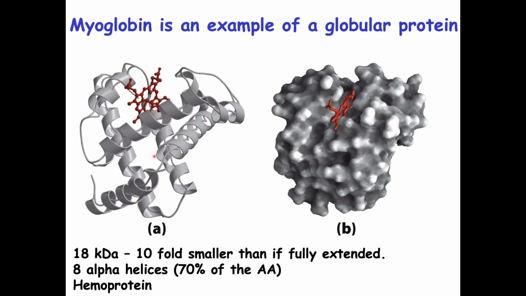So this is just a closer look at this. Myoglobin is 18 kilodaltons in size, and the globular protein is 10-fold smaller than if it were fully extended in that beta sheet. There are 8 alpha helices, and these alpha helices comprise almost 70% of the amino acids in myoglobin. And again, it's a heme protein. So this is a conjugated protein. We talked about that before. And the prosthetic group is the heme group.